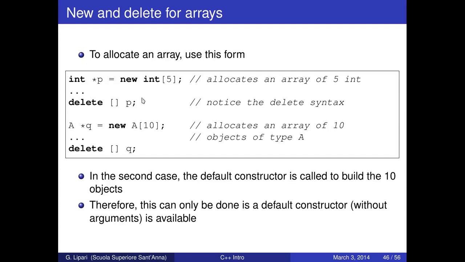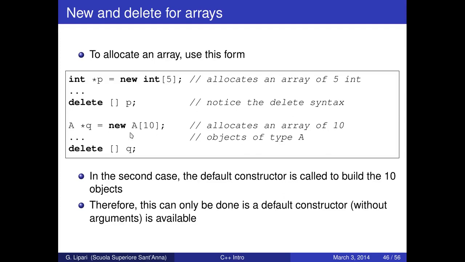And when I want to delete an array, I have to use a special syntax. I have to say delete, then this square parenthesis, and then p, which points to an array. So I have to tell the delete operator that I'm going to delete an array of elements and not just one single object. And I do the same with the classes, of course, exactly the same.